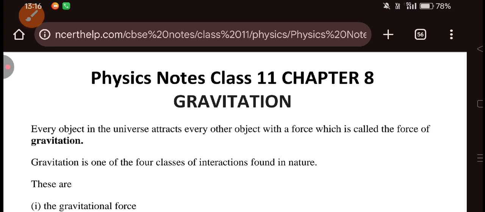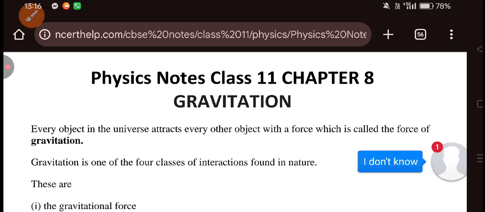Means there are two objects and both are attracted to each other, so that force is applied between them to bring them near. That force is known as gravitation force. This simple sentence is very famous: every object in the universe attracts every other object with a force. That force is known as gravitation force.